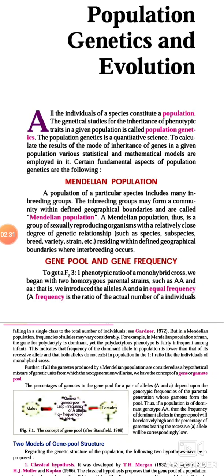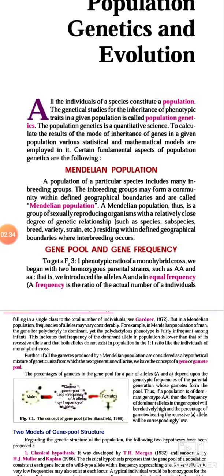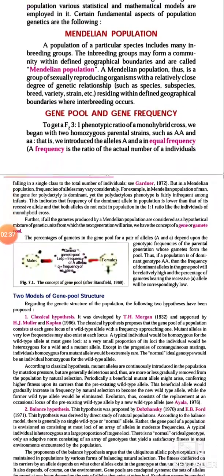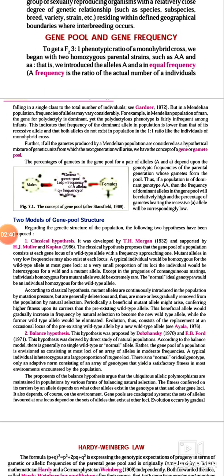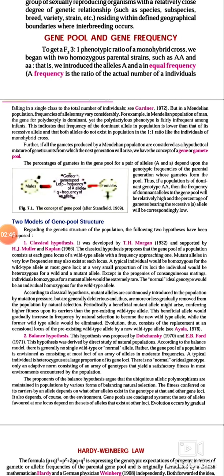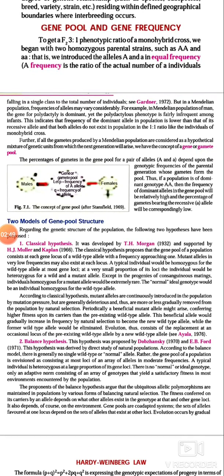For example, in the Mendelian population of man, the gene for polydactyly is dominant, yet the polydactyly phenotype is fairly infrequent among infants. This indicates that the frequency of the dominant allele in the population is lower than that of its recessive allele, and that both alleles do not exist in the population in the 1:1 ratio like the individuals of a monohybrid cross.